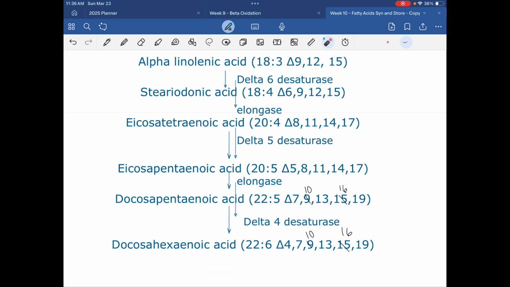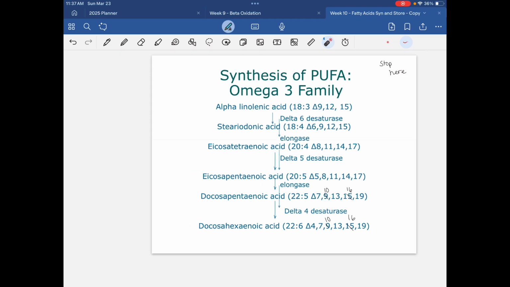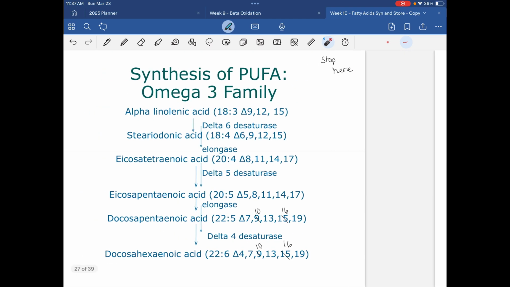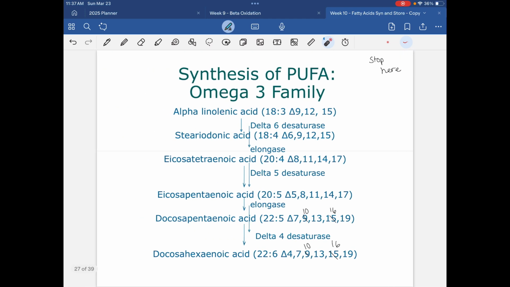But focus on your rules. When we desaturate, we're not changing the number of carbons, we're changing the number of double bonds. And I'm going to add them 3 carbons away at delta 4, which gives me my name, delta 4 desaturase. So as I said at the beginning of the video, this is where I'm going to stop because I think this has been long enough.